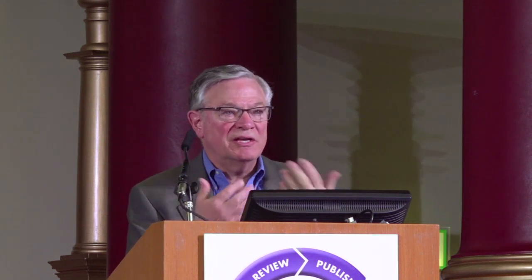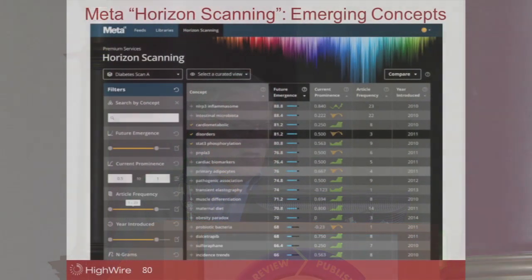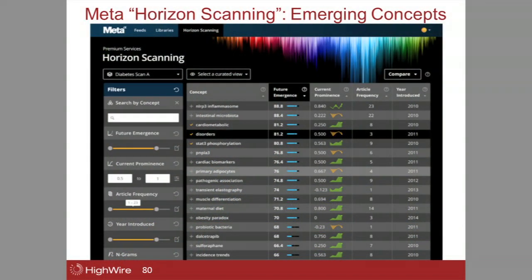I mentioned that one of the four key areas people wanted help with was identifying emerging concepts. And Meta has a tool now, it's not yet available to the public, where they're peering essentially over the horizon. I know this is really hard to see, but each line is a concept, and a journal can nominate certain concepts that they want to be tracking and see whether they're starting to pop. Or, in a way, you're also interested in those that are declining.